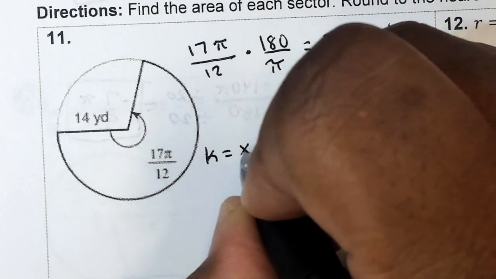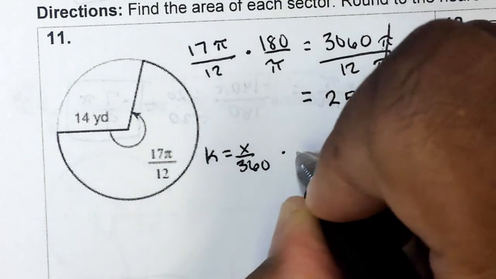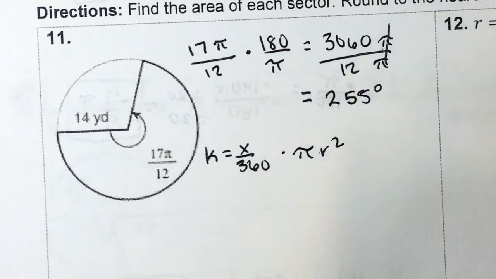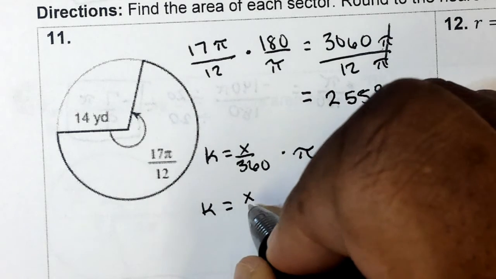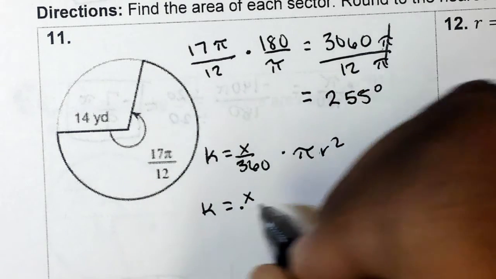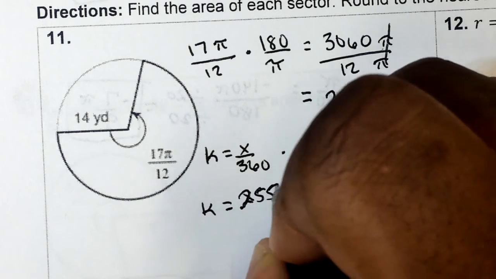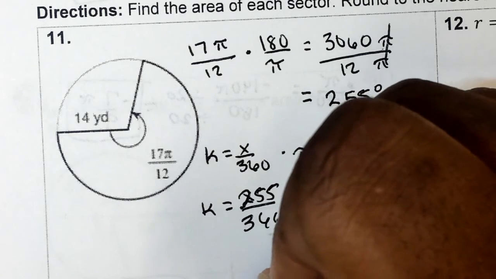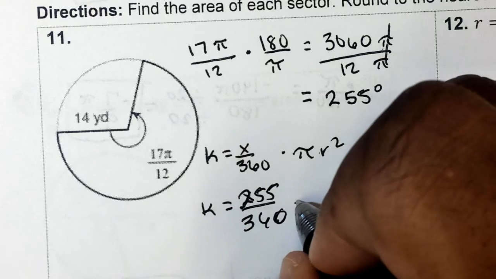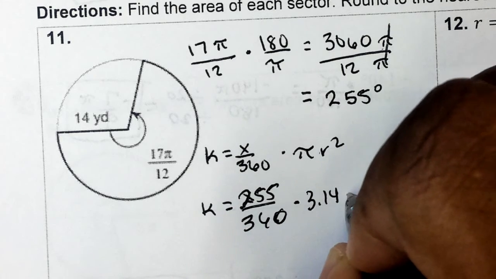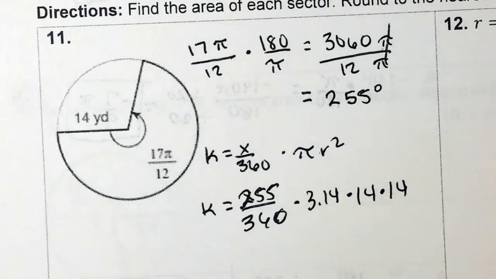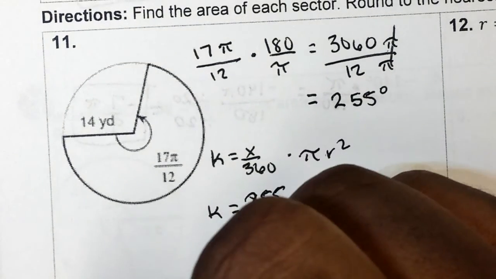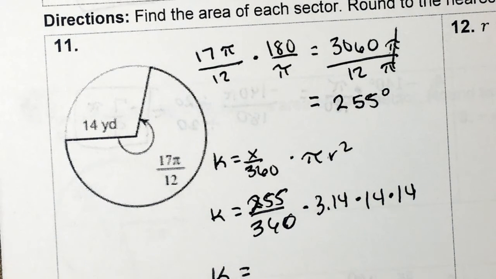And then from there, A equals x over 360 times pi r squared. So A equals, oh, why am I saying x? 255, my bad, over 360 times 3.14 times our r squared, 14 times 14. They round to the nearest tenths on these.